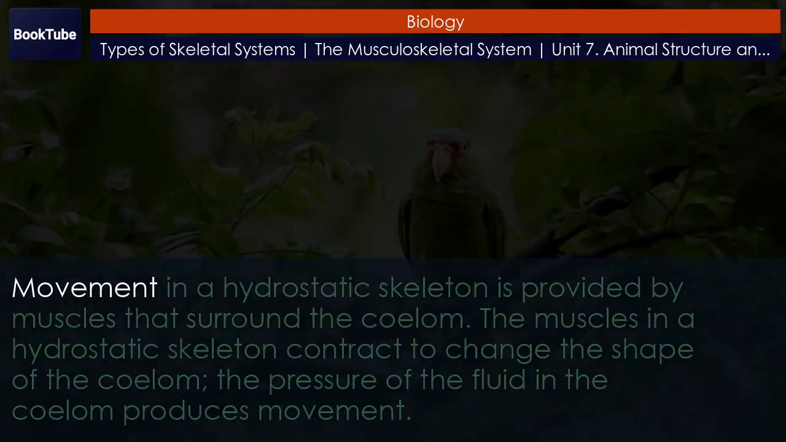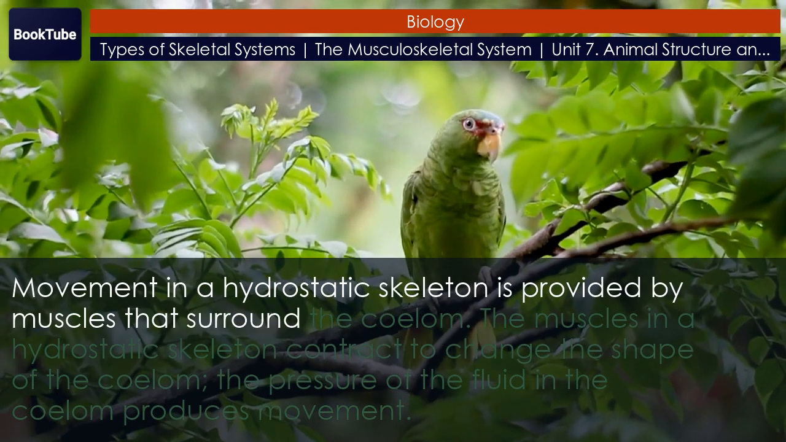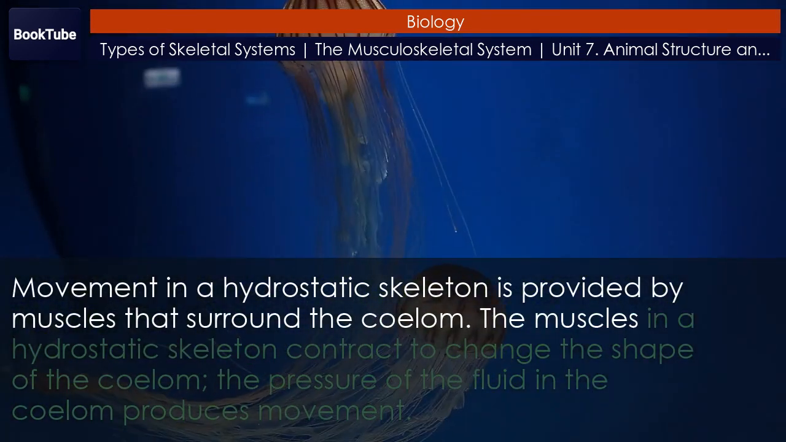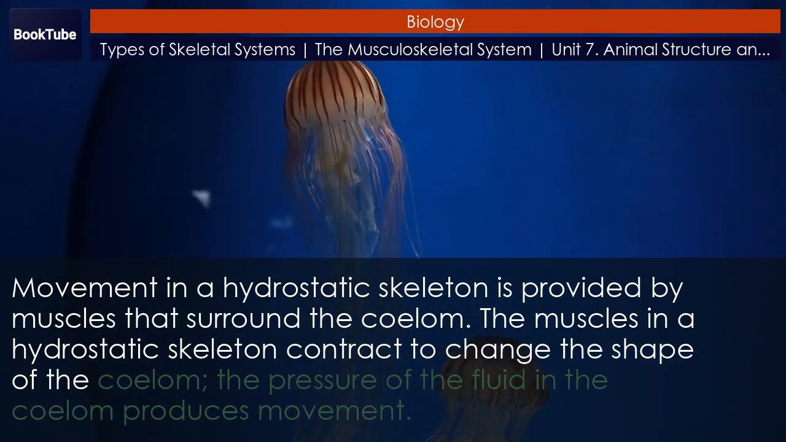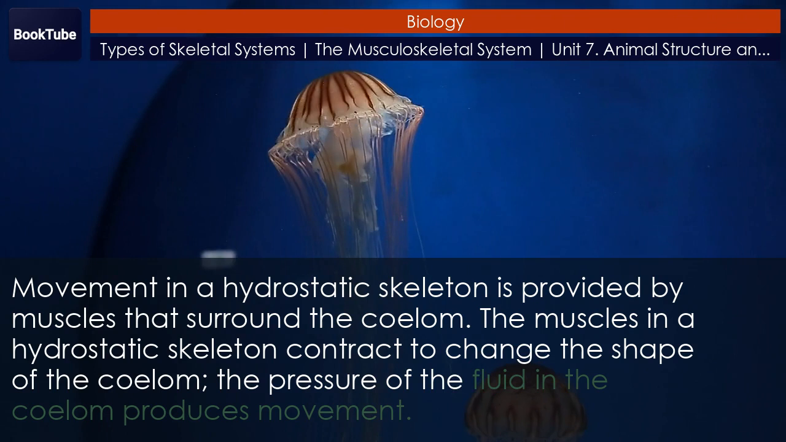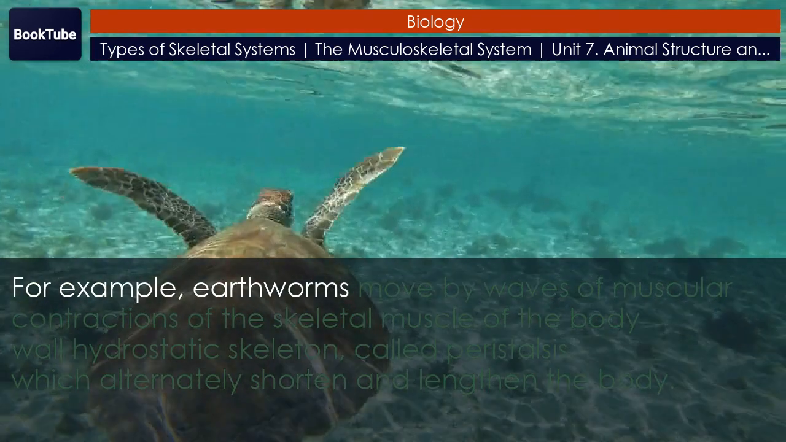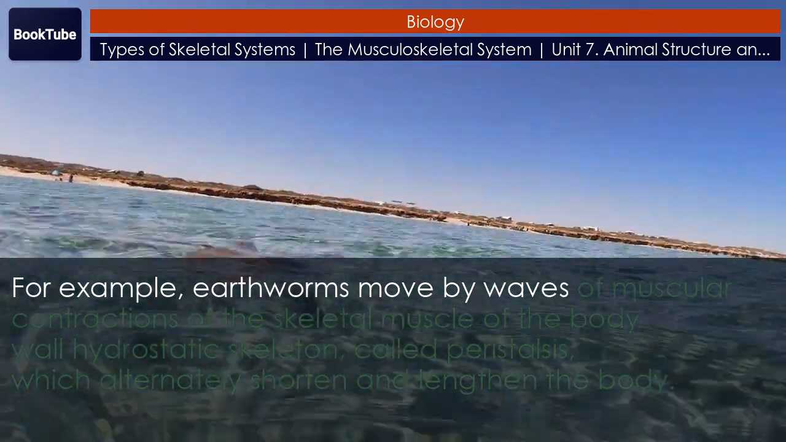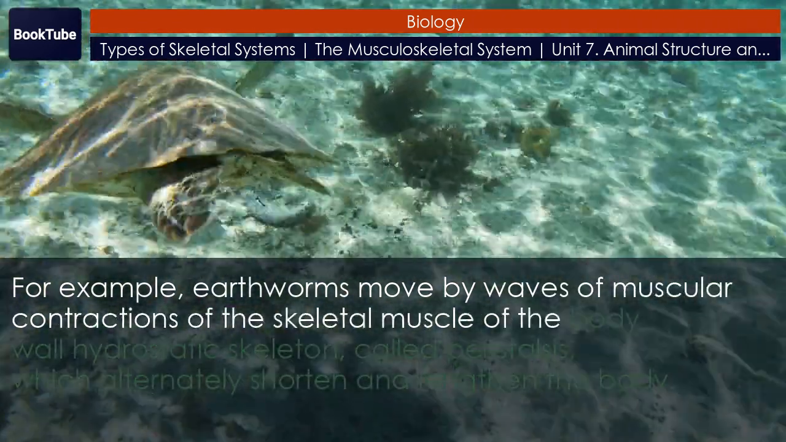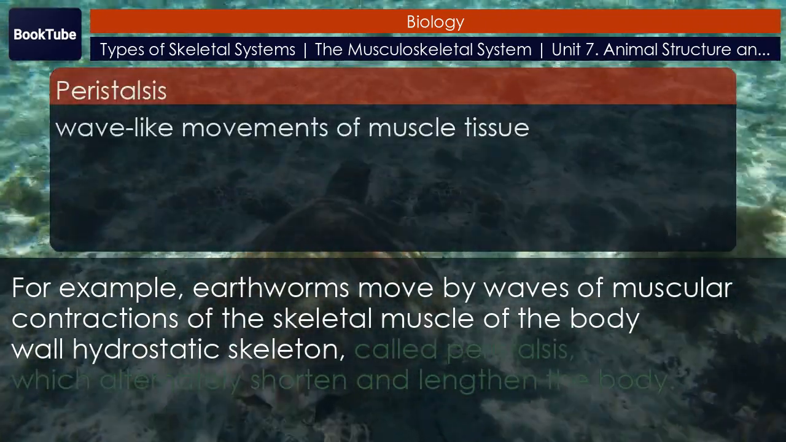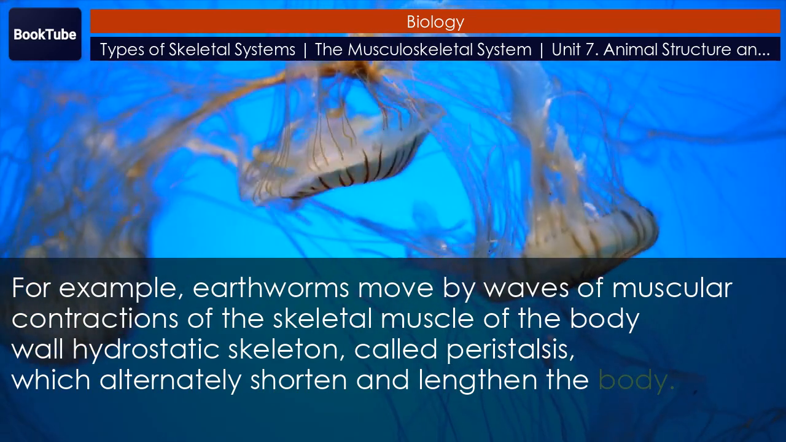Figure 1. Movement in a hydrostatic skeleton is provided by muscles that surround the coelom. The muscles in a hydrostatic skeleton contract to change the shape of the coelom. The pressure of the fluid in the coelom produces movement. For example, earthworms move by waves of muscular contractions of the skeletal muscle of the body wall, called peristalsis, which alternately shorten and lengthen the body.